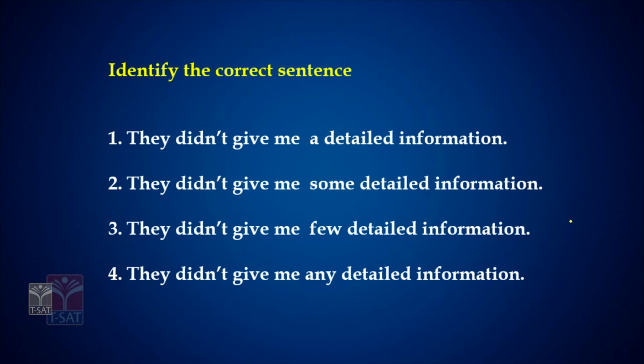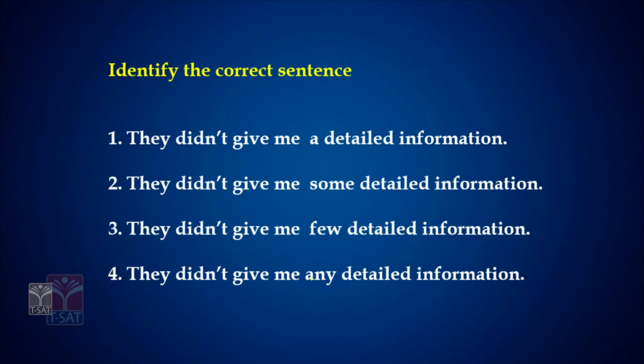And if you go to number 3, they didn't give me few detailed information. We know that few, a few and the few, these are used only for count nouns. You can say few books, a few books or the few books. But information is a non-count word. We cannot use few. We can eliminate 1 and 3. Now look at sentences 2 and 4. They didn't give me some detailed information and they didn't give me any detailed information. If you see, generally the word any is used in questions and negative sentences.